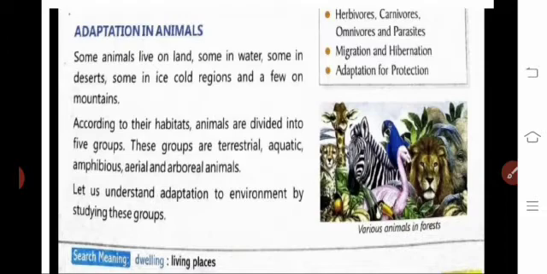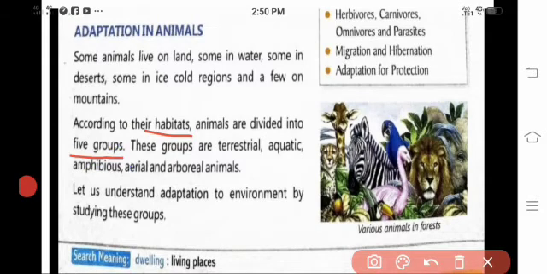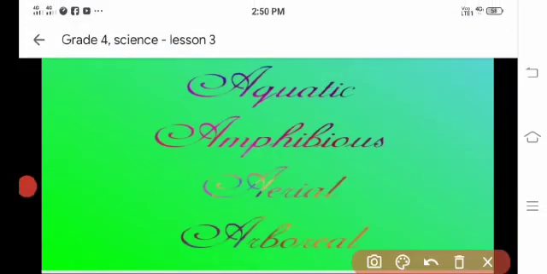Next you see, according to their habitats, animals are divided into 5 groups. How many groups? 5 groups. These groups are terrestrial, aquatic, amphibious, aerial and arboreal animals. Okay, let us understand adaptation to environment by studying these groups. We can see one by one. First what we have seen, terrestrial. Next one is aquatic. Next one is amphibious. Next aerial. Next arboreal. Isn't it? First we can learn terrestrial.